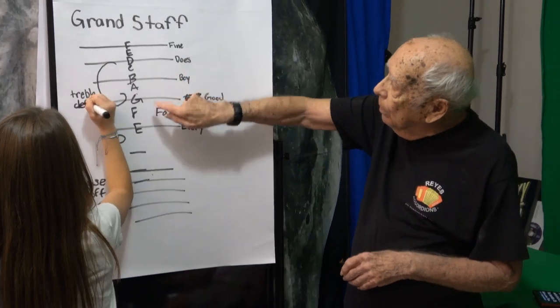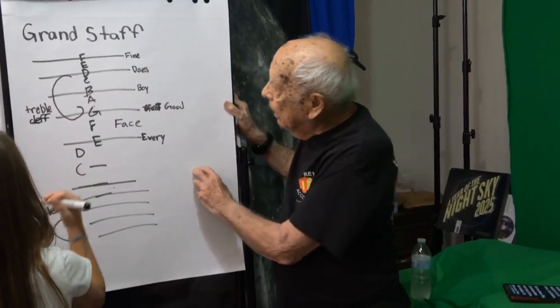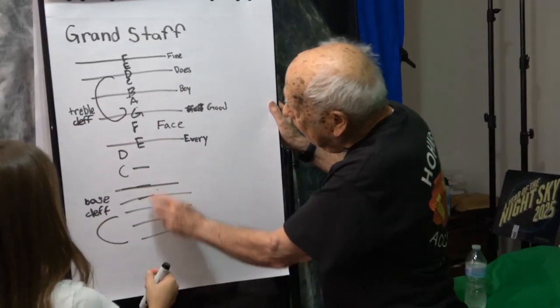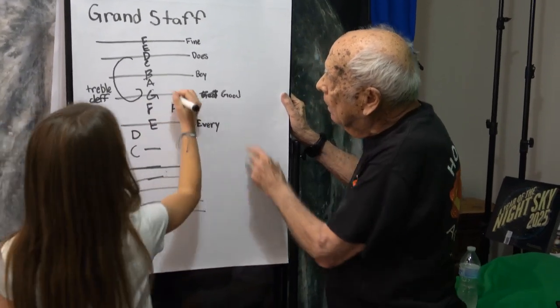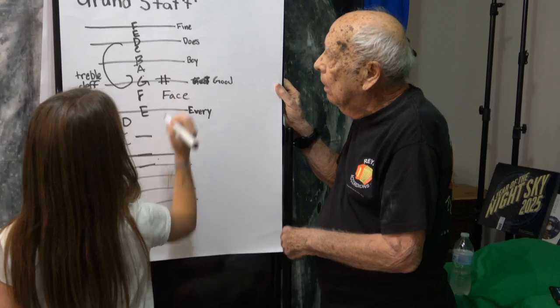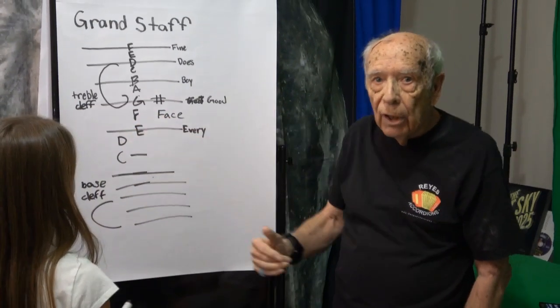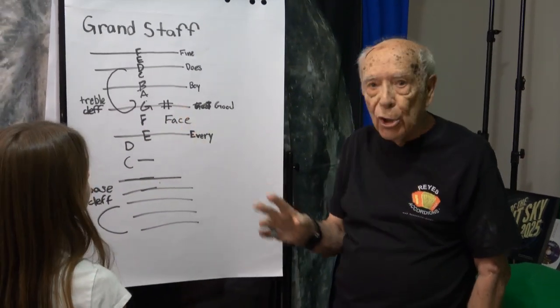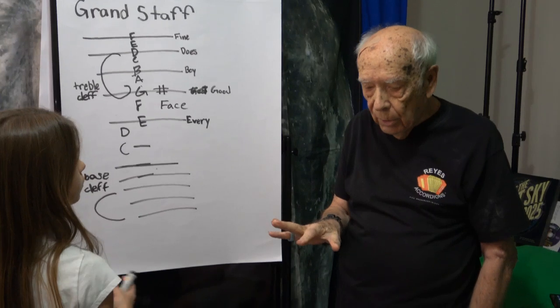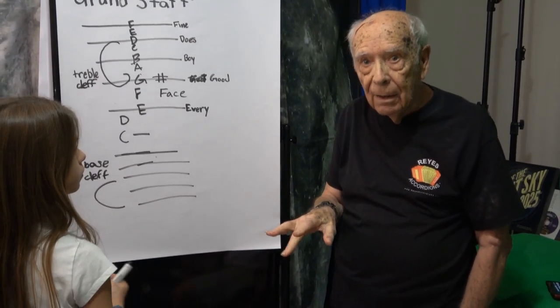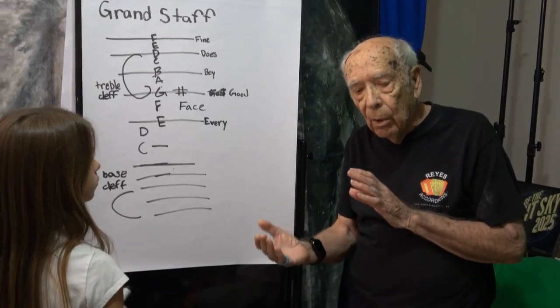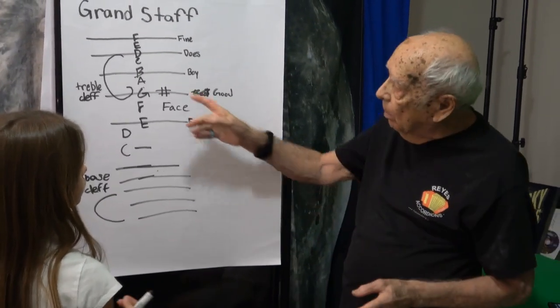So what we're going to do is take G, let's put a sharp here, right over there. Now that G has to be played as a G sharp. So on the accordion or piano, whatever, now you've got to go up to the black key. So this is why you've got to learn the white keys and the black keys.